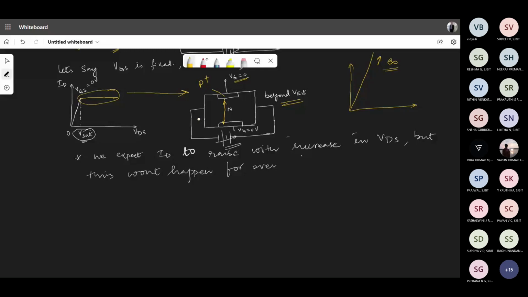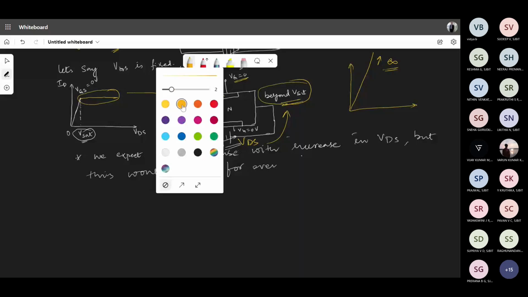There is a space charge region which is now getting created when you give a drain source voltage beyond VSAT. When this VDS goes beyond this VSAT, the space charge region will get created. And how it gets created is what we have to understand. Anybody can complete the statement? Can somebody do it for the class?